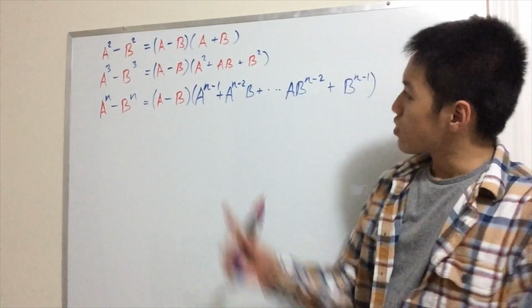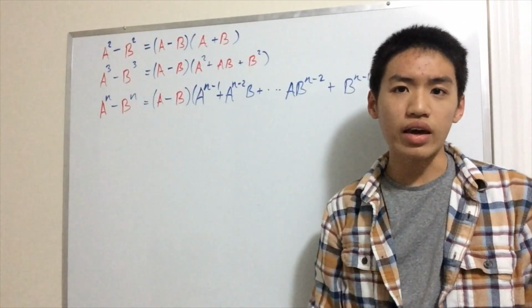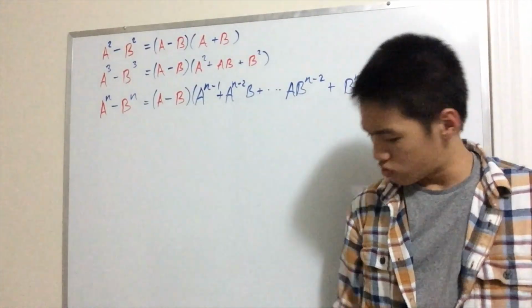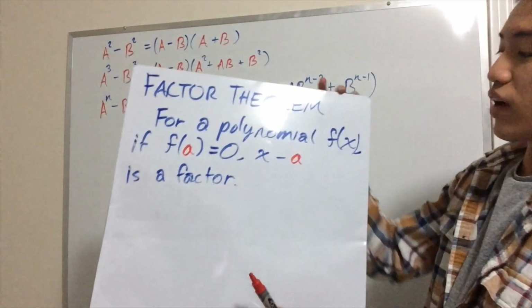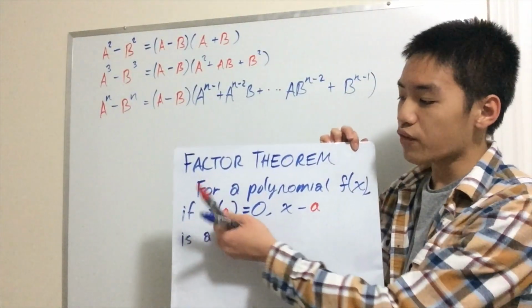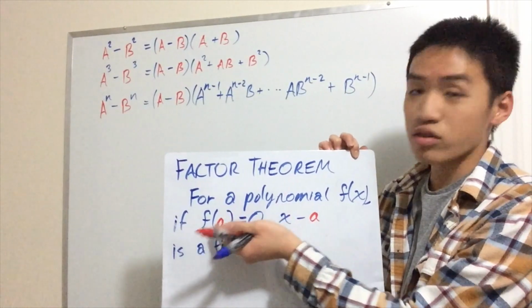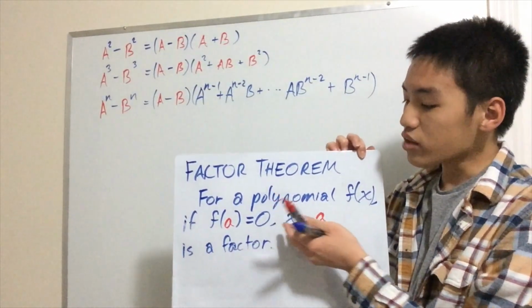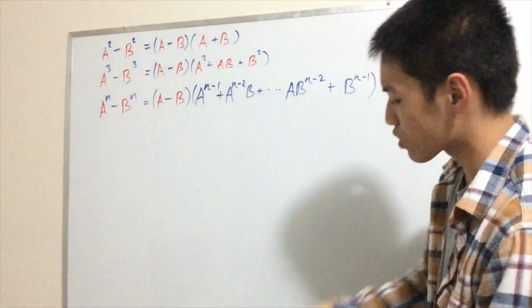As you might notice, a minus b always seems to be a factor for a to the n minus b to the n. How do we know that's true in general? And the answer is the factor theorem. So remember, the factor theorem says that for a polynomial f of x, if f evaluated at a is equal to 0, that is to say a is a root of f, x minus a is going to be a factor for sure. And this is actually where this comes from.